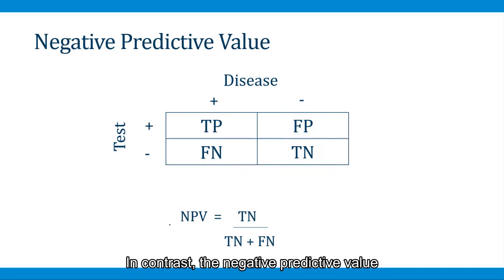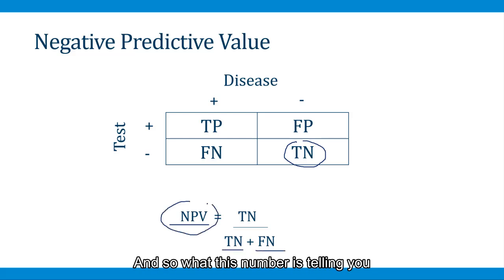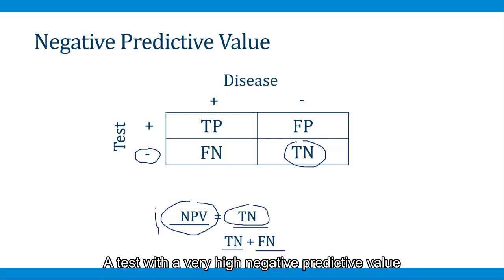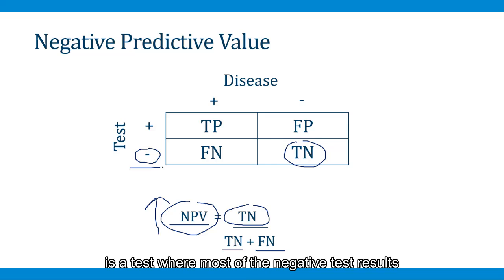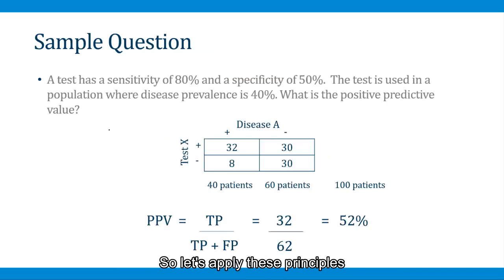In contrast, the negative predictive value is equal to the number of true negatives divided by true negatives plus false negatives. And so what this number is telling you is, of all the patients who test negative by our diagnostic test, what percentage of those patients are true negatives? A test with a very high negative predictive value is a test where most of the negative test results are true negatives and very few are false negatives. So let's apply these principles by going through a sample question.